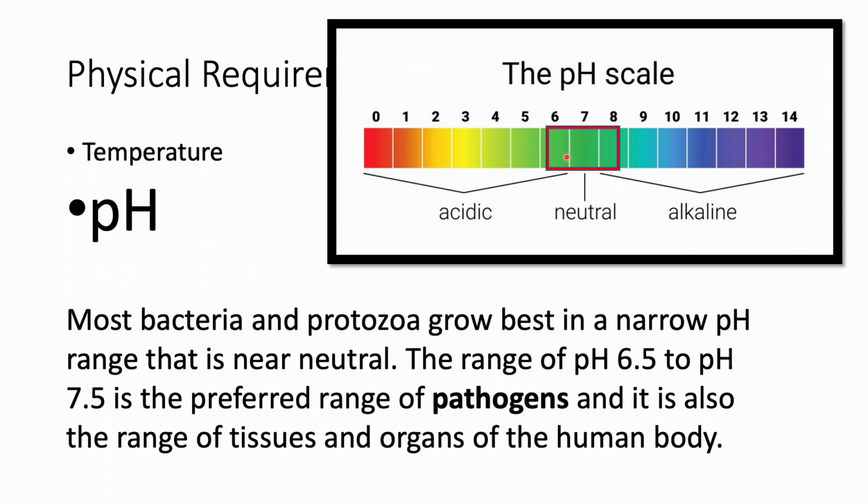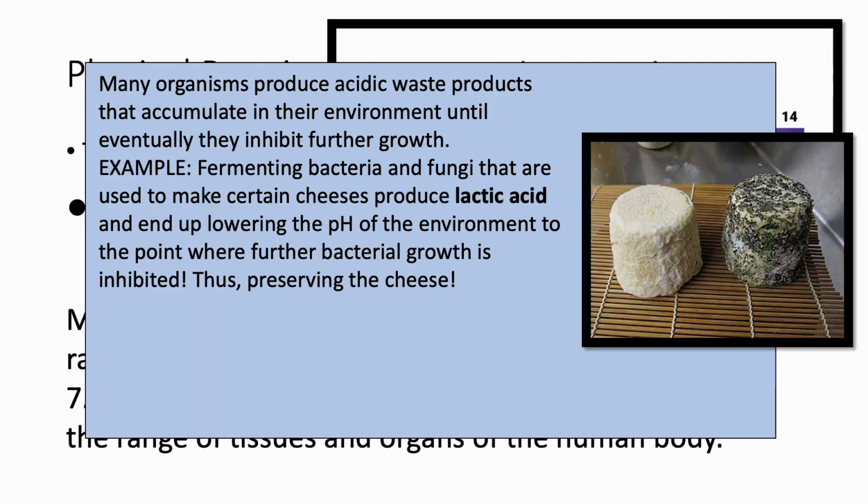Those are organisms that cause disease in humans. So pathogens that can get inside us and start replicating and infecting us and causing disease thrive in this neutral range, which makes sense because the human body is also mostly neutral. So environments that are too acidic or too basic will inhibit microbial growth.